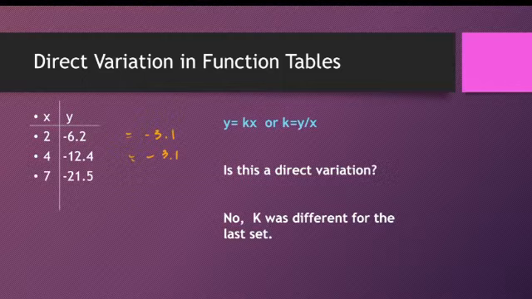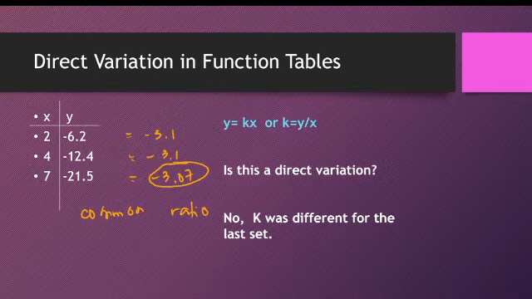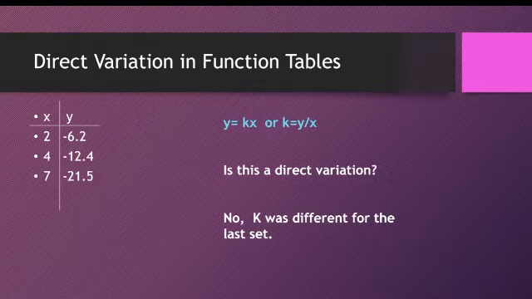So wag tayong agad-agad na conclude that this is already a direct variation. So kailangan nating i-check lahat kasi nga sabi nga natin common ratio. So kung merong isang maiiba, hindi na siya common. So what is 21.5 divided by 7? So ang makukuha natin dyan is negative 3.07. Ayan. So, naiba yung last set. So, therefore, we cannot consider this as a direct variation. Okay? So, dapat meron tayong common ratio.